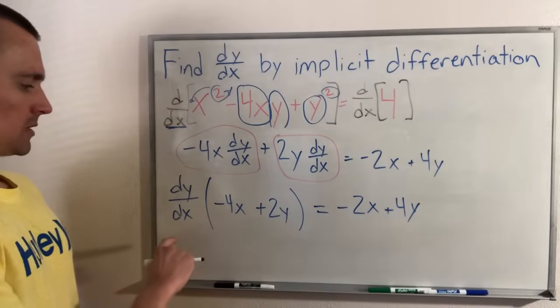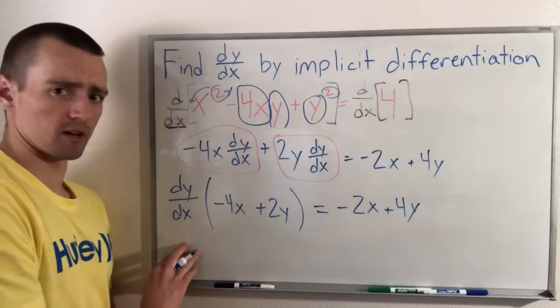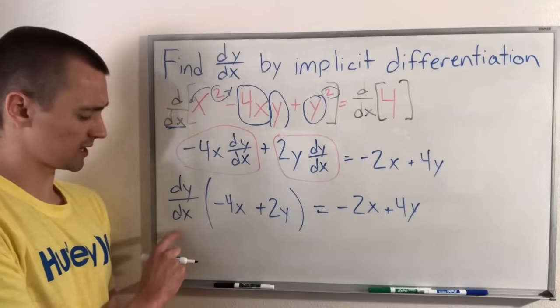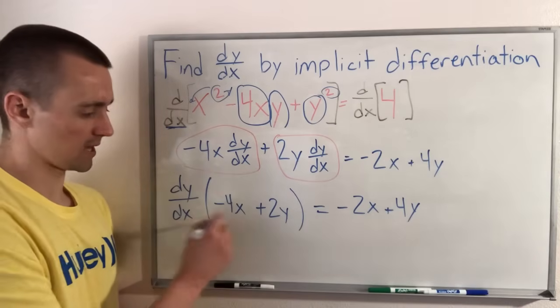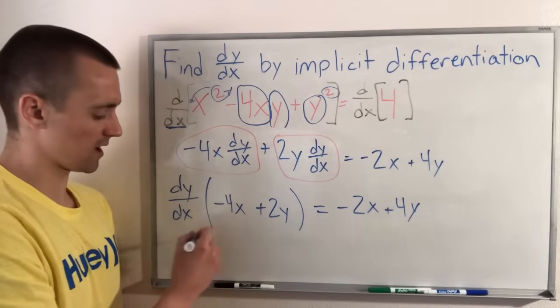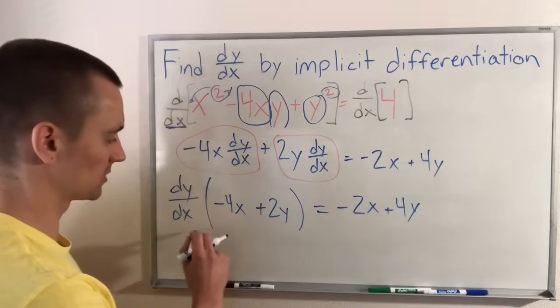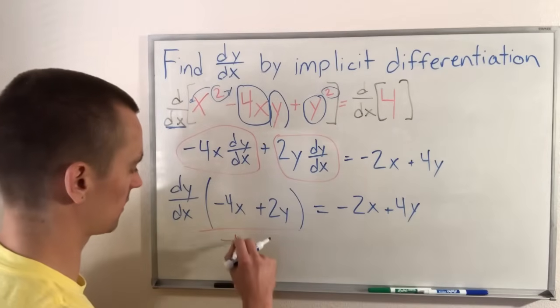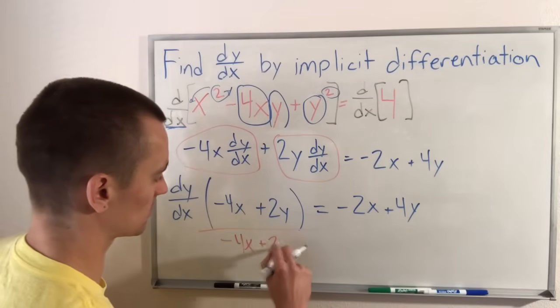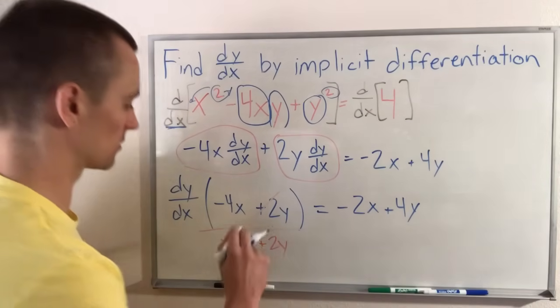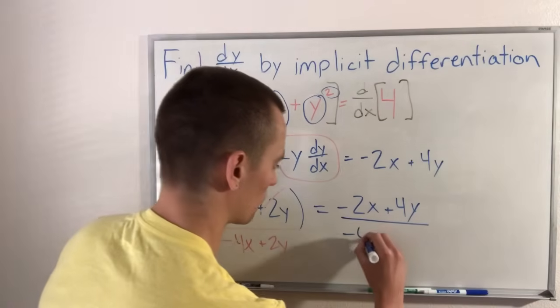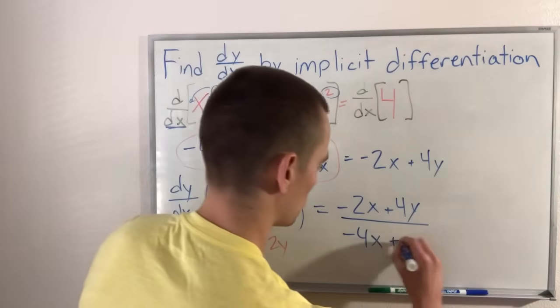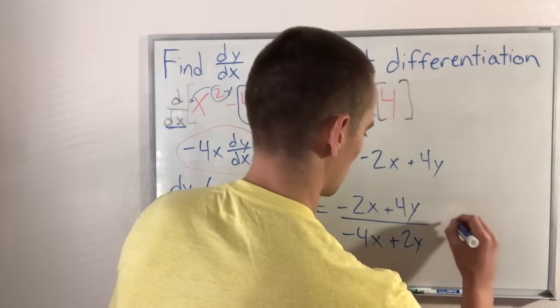Okay, so now if we want to get our dy dx by itself, we just have dy dx times a bunch of other stuff. So if we want to cancel out all this other stuff, we just have to divide it over to the other side. So we'll just divide both sides by negative 4x plus 2y. That'll cancel that. And then over here, we'll just get negative 4x plus 2y.